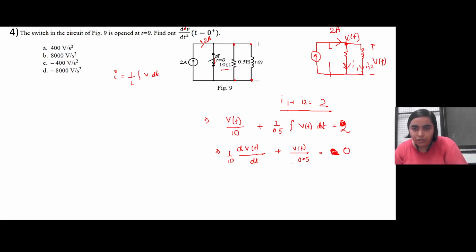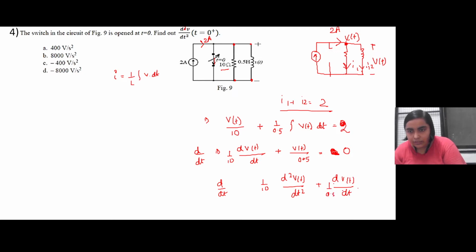Now for calculating d square V, we have to differentiate once again. Here we have differentiated once. Again, if we differentiate, what will we get? 1 by 10 d square V of t by dt square plus dV of t by dt equal to 0. Now if you are to obtain this, what do we need to have? This particular value, dV of t by dt. For that, what do we need?